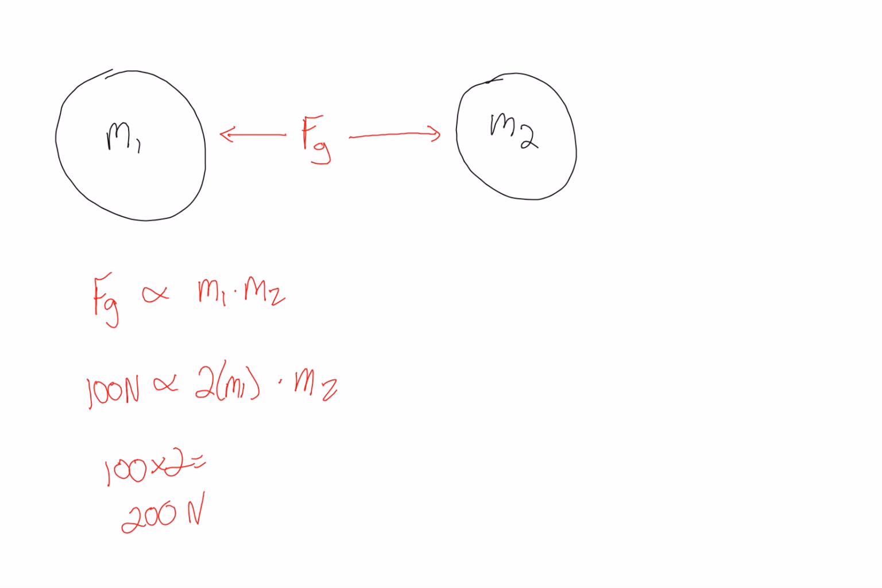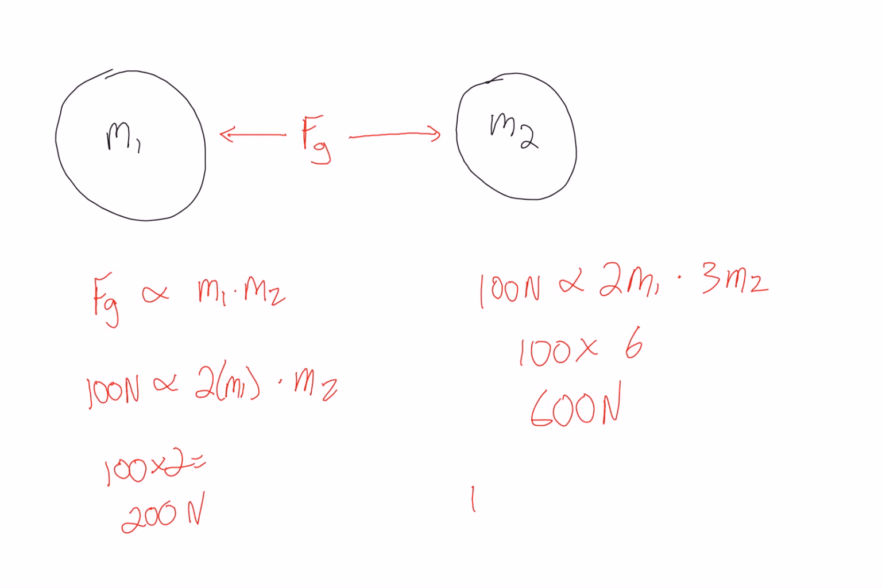Okay, so what would happen if, let's suppose we're at 100 newtons again, but now we double mass 1 and we triple mass 2? So we have 2 times mass 1, 3 times mass 2. Together those are going to be 6 times larger. So we'd have 100 times 6, which means our new force would be 600 newtons. So you get the idea. Whatever the masses change, you just change your answer by the same factor.